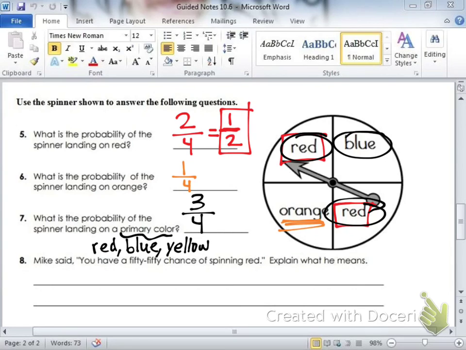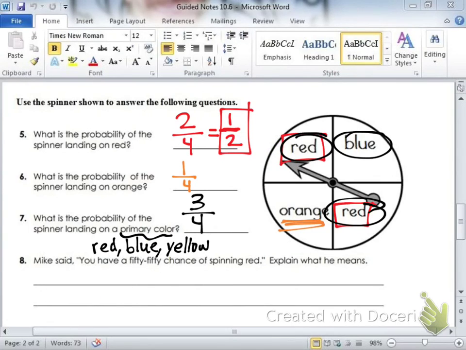All right, the next one's more of a discussion. Mike said you have a 50-50 chance of spinning red. What does that mean? 1/2. What does 50 have to do with 1/2? 50% is a half. Very good. So if you think of the probability of red as a percent, it would be 50%.